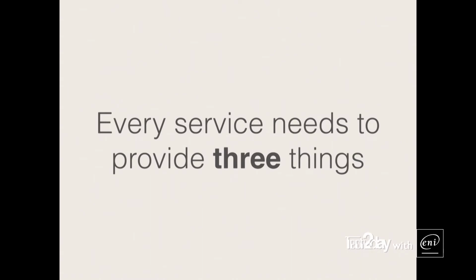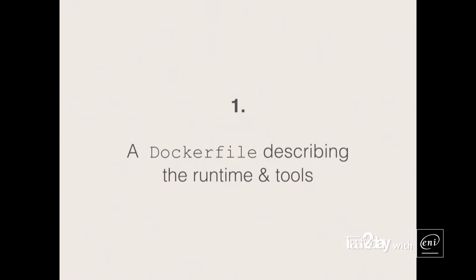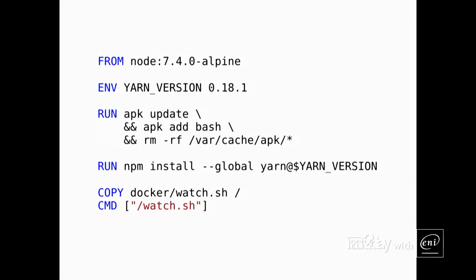But back to how we use Docker in this context. In order to automate these things, we had 3 different services we want to run. We have a migration service, a front end, and a back end. In order to fit into this framework of automating things, they have to provide 3 things. The first one is a Dockerfile. And this Dockerfile should describe the runtimes and the tools you need in order to build that product. So for a front end, it might look something like this.